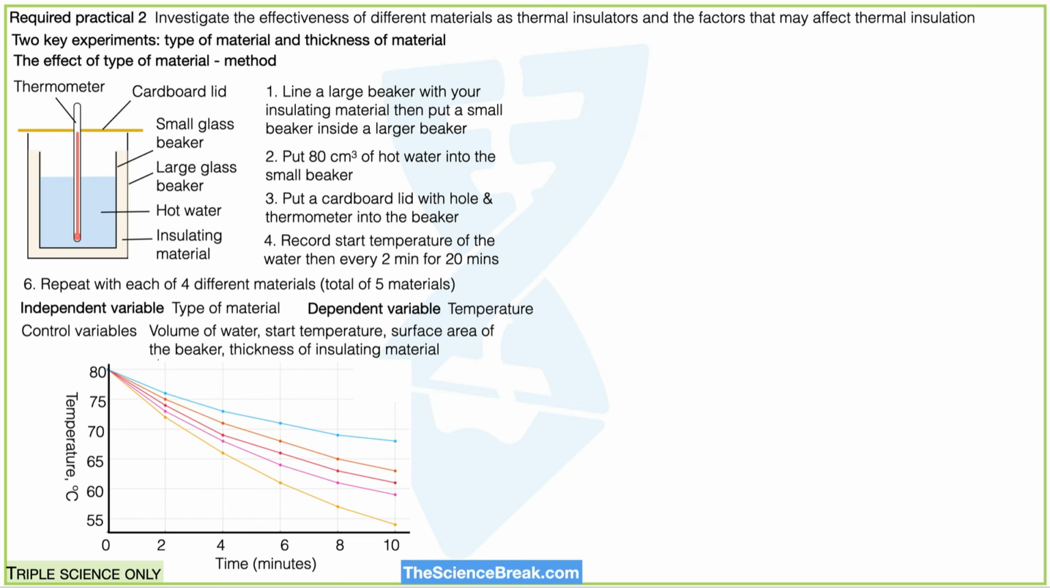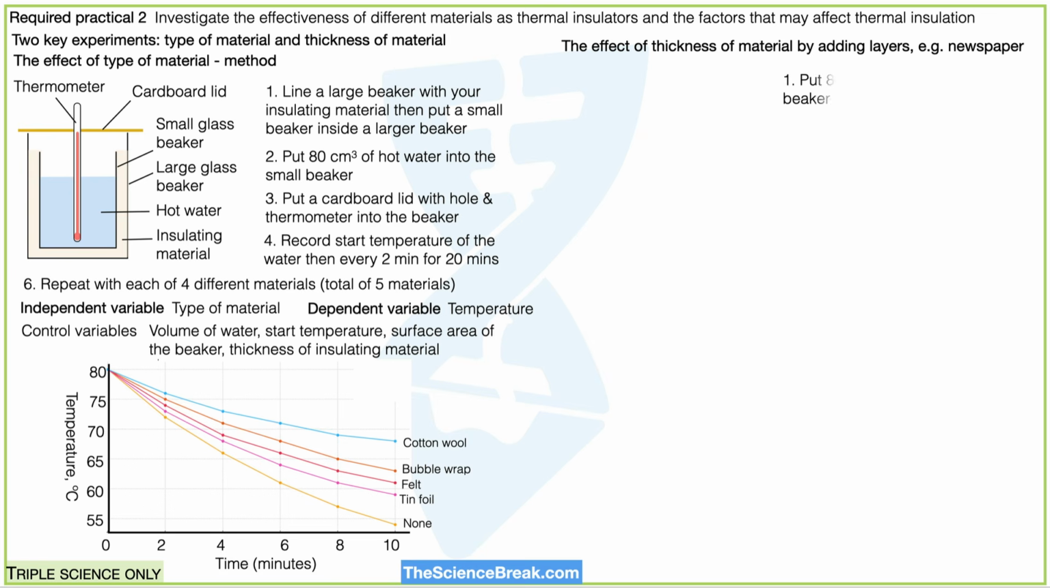We use line graphs because we're measuring temperature versus time in minutes for each different material. Cotton wool is at the top, bubble wrap, felt, tin foil, and no material. These are just examples of the types of material that you might use. Second experiment, the thickness of material by adding layers, for example, newspaper.